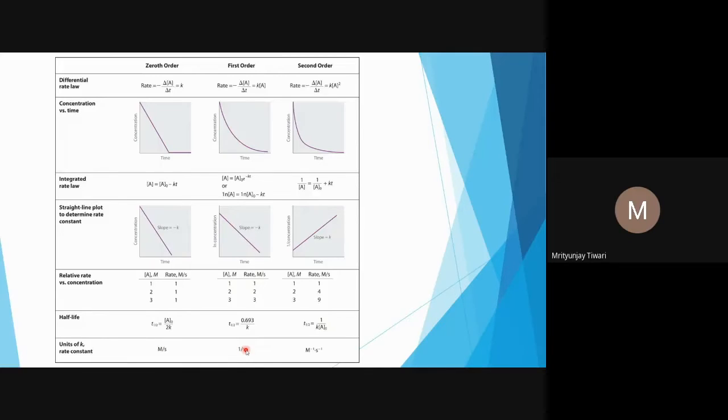For the first order reaction, as it is molarity to the power 1 minus n, the value of n is 1. So 1 minus 1 is 0. So the unit of rate constant will not depend on the unit of the molarity, because M to the power 0 is 1. So it is only 1 divided by second. For the second order reaction, as this is molarity to the power 1 minus n, the value of n for the second order reaction is 2. So 1 minus 2 is molarity to the power minus 1, and second to the power minus 1 is there. So molarity to the power minus 1 into second to the power minus 1 is the unit for the second order reaction.